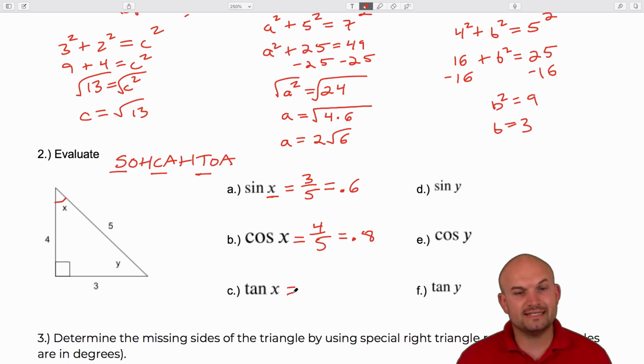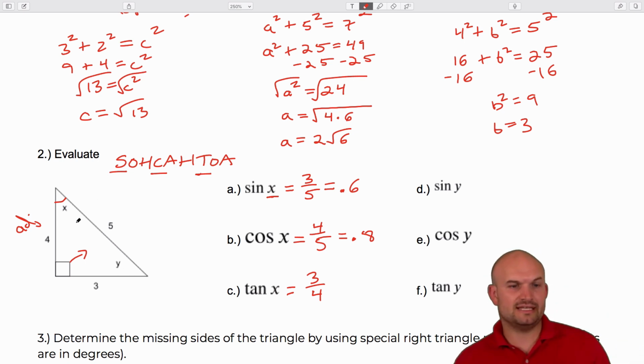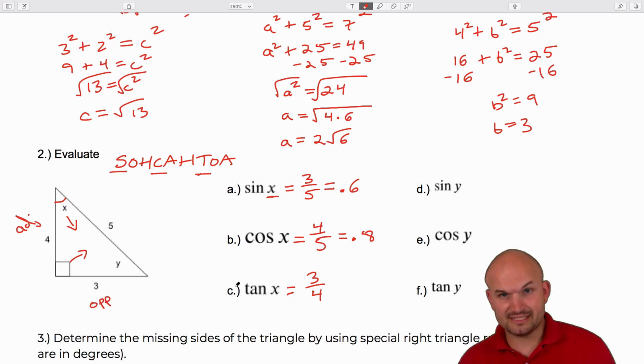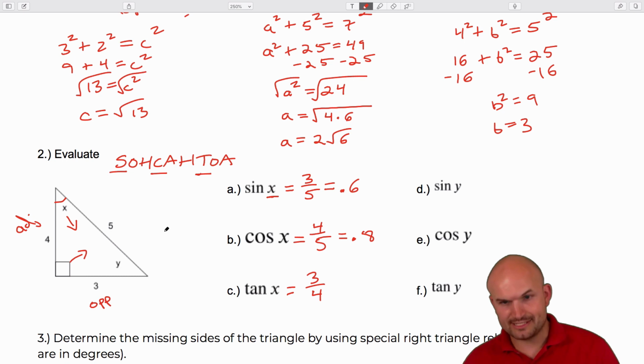Now, one thing I did not talk about is which side is the opposite and which side is the adjacent. That's really important. So we already know 5 is the hypotenuse, right? The adjacent side is the side that is between your angle and the right angle. And the opposite side is the side length that is opposite of your angle. That's very important for A, B, and C for x, because that was the angle we were referring to for sine, the sine of x.